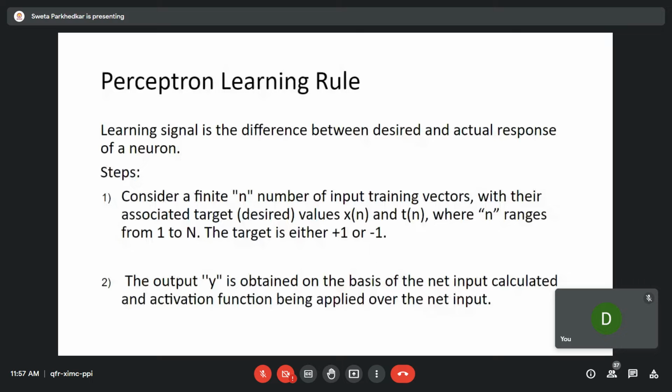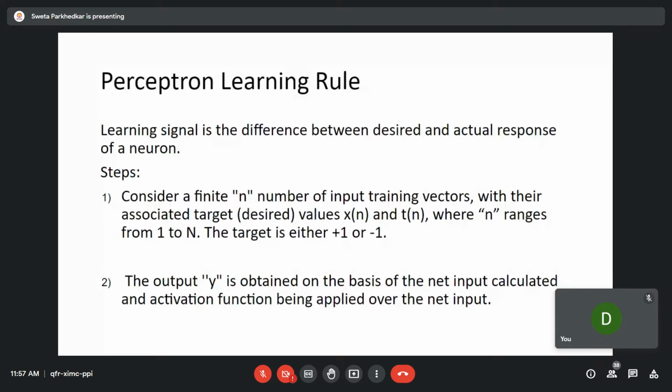मतलब हमने जो कल OR gate, AND gate वगैरह पढ़ा, what we are doing, we know the input as well as we know the output. So for one AND gate, the output should be one. All this is known to the programmer. So we need to consider a finite number of input training vectors with the associated target or the desired value. Xn and Tn are given, where n ranges from 1 to N.